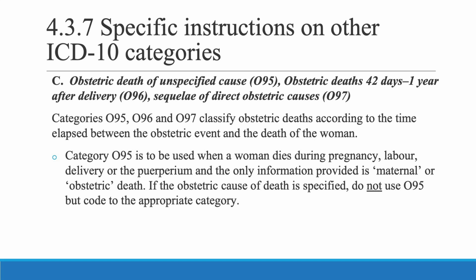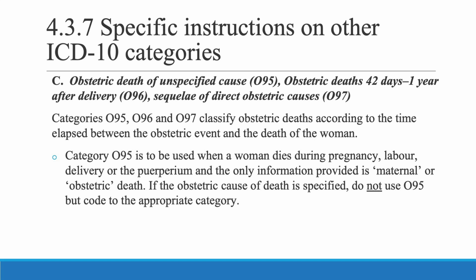This instruction on the slide spells out the use of the codes representing maternal deaths occurring after the pregnancy, childbirth, and puerperium. If you'd like to read along with me, there are 3 codes: obstetric death of unspecified cause, O95, obstetric death 42 days to 1 year after delivery, O96, and sequela of direct obstetric cause, O97. It says on the slide, categories O95, O96, and O97 classify obstetric deaths according to the time elapsed between the obstetric event and the death of the woman.